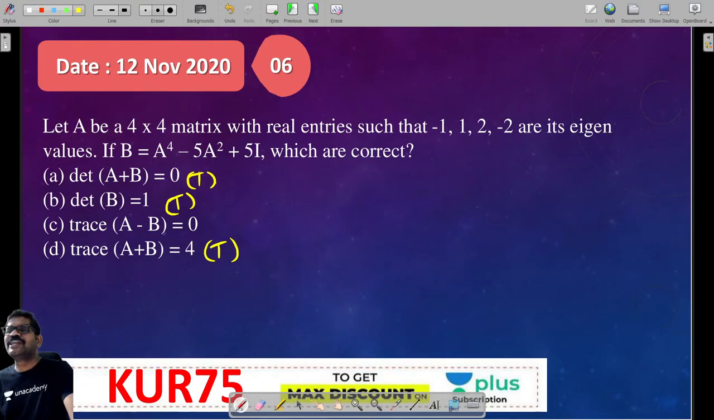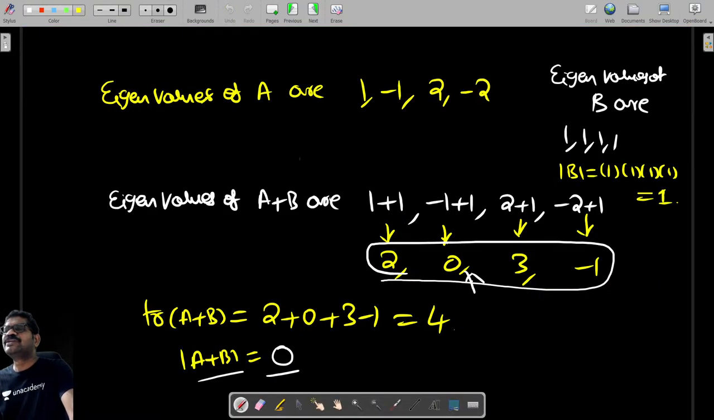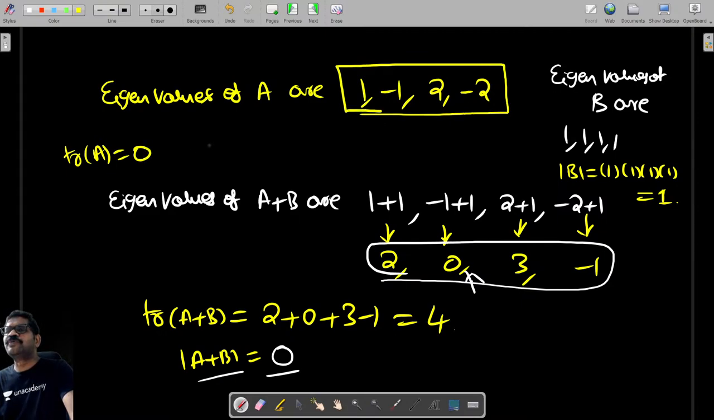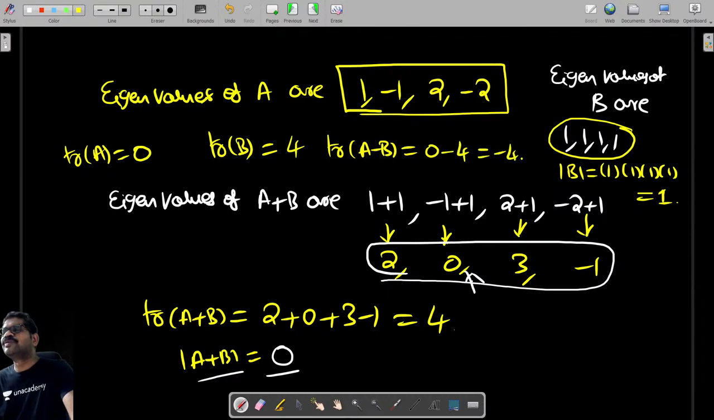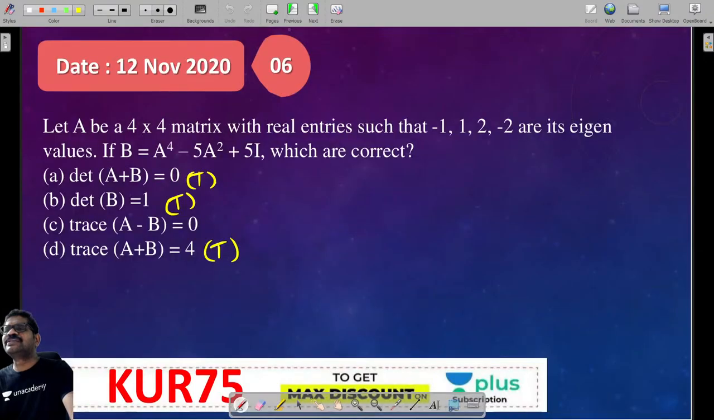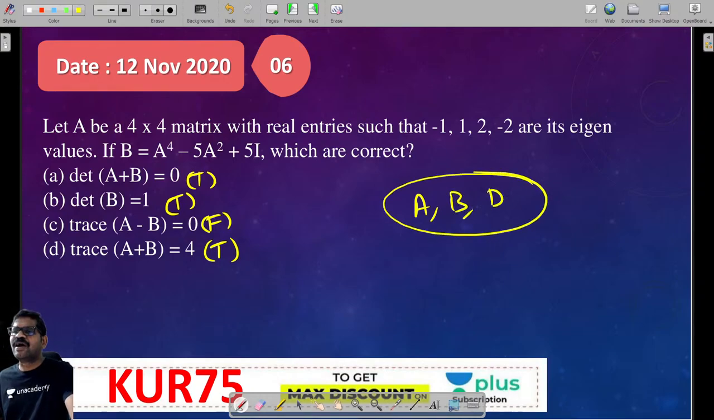Next, trace of A minus B. Trace of A minus B is nothing but trace of A minus trace of B. What is trace of A? Trace of A is 1 minus 1 plus 2 minus 2, 0. Trace of B is 1 plus 1 plus 1 plus 1, 4. Now, trace of A minus B is 0 minus 4, minus 4. In the problem, it is given that trace of A minus B is 0. That is false. So, the correct answer is A, B, D. A, B, D are true.